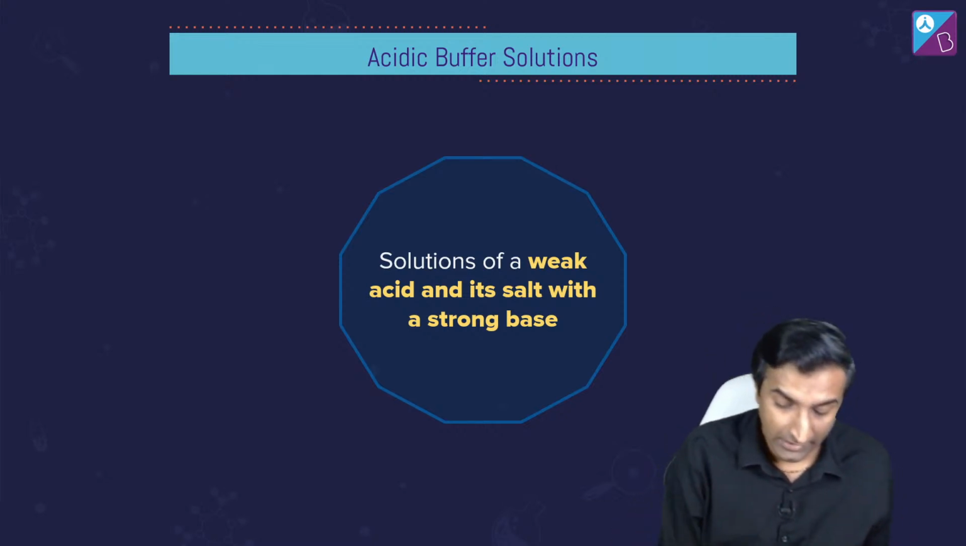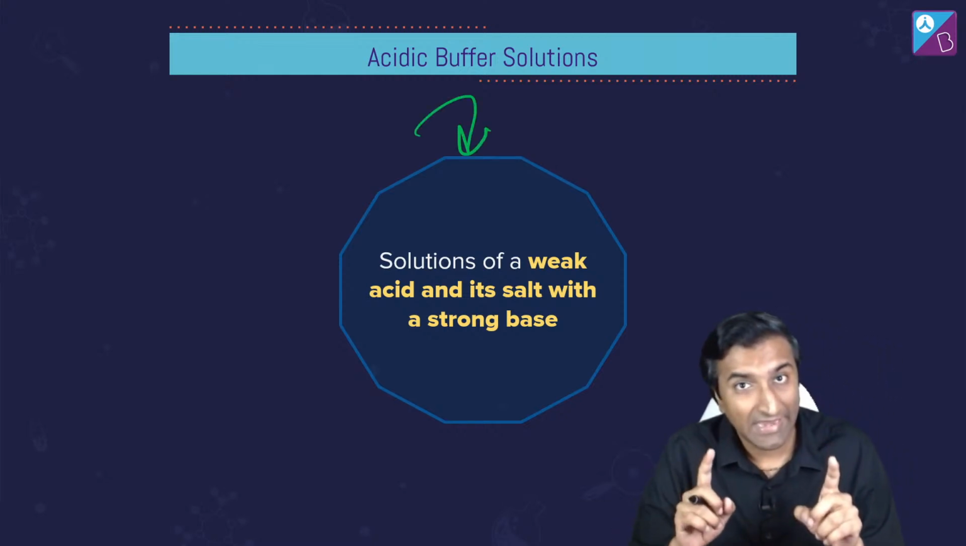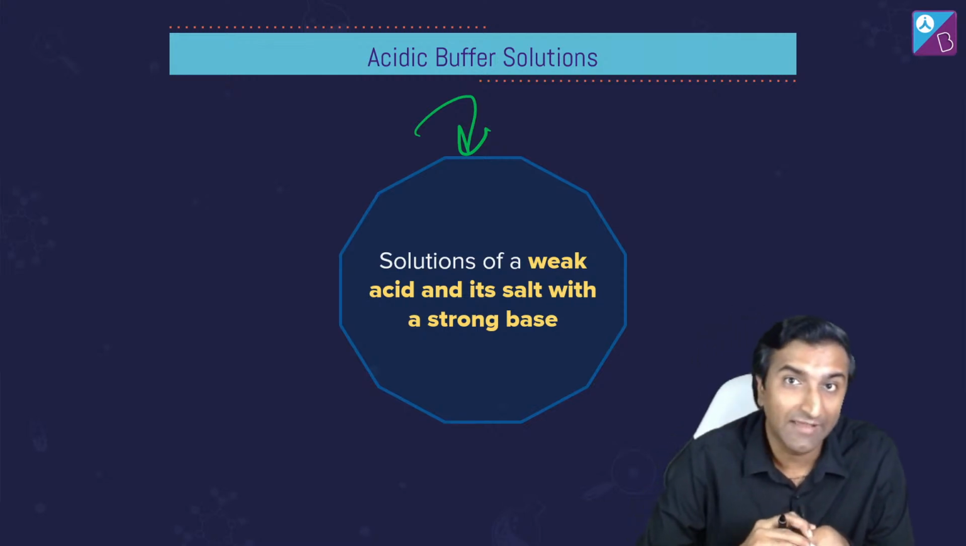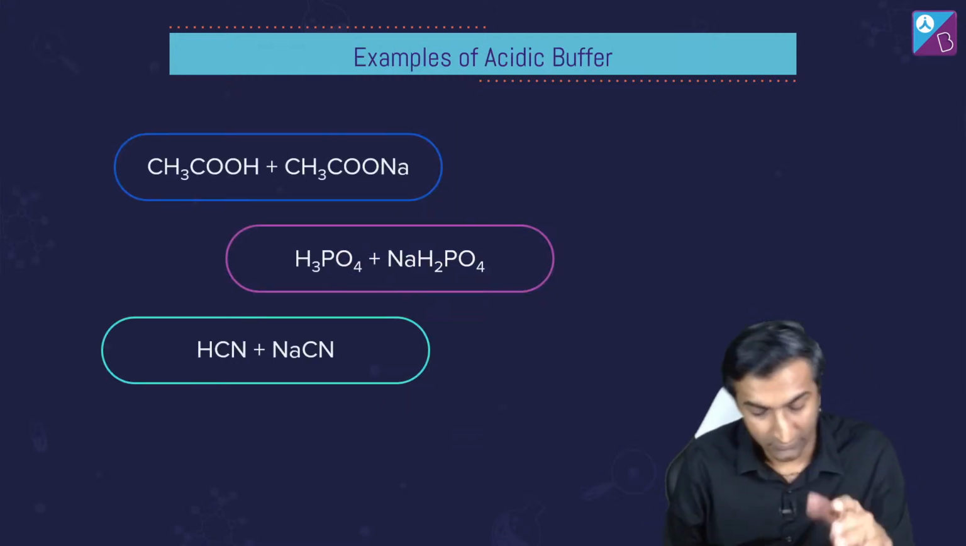So what's an acidic buffer? It's a solution of a weak acid and the salt of its conjugate base. Now what is this? What is this weak acid and salt of conjugate base? Look at this.